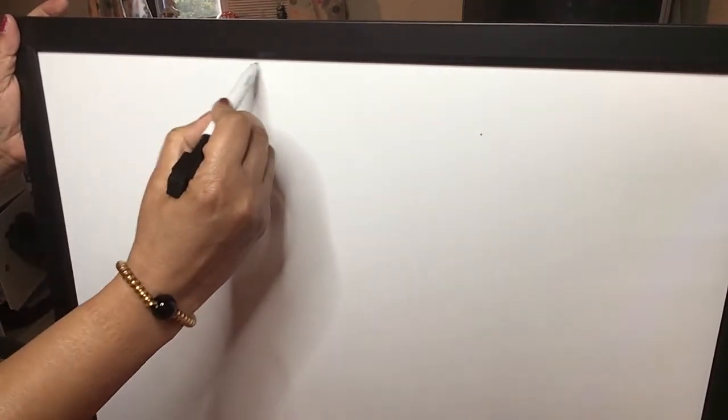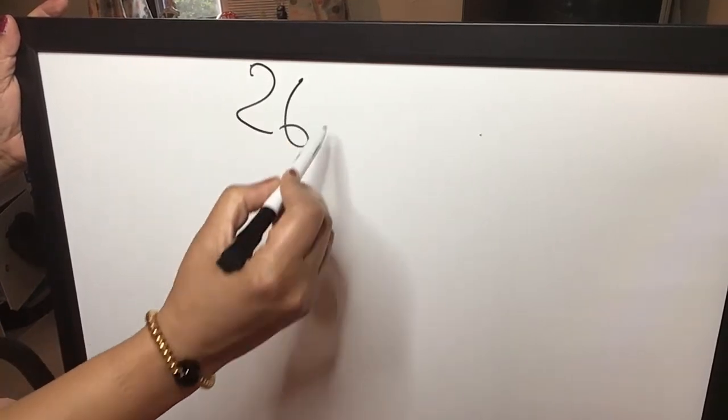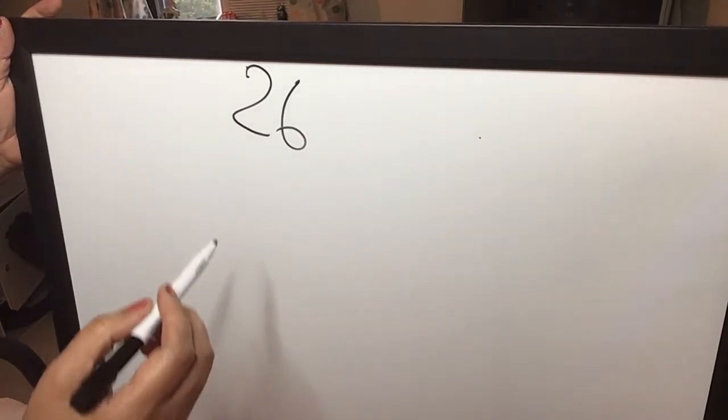As promised, I said that I would show you the English alphabet, because it is the alphabet that we use to form words, and there are 26 letters in the English alphabet.